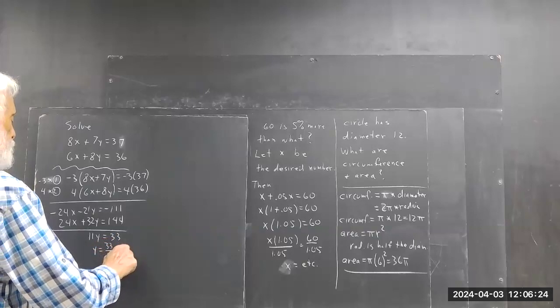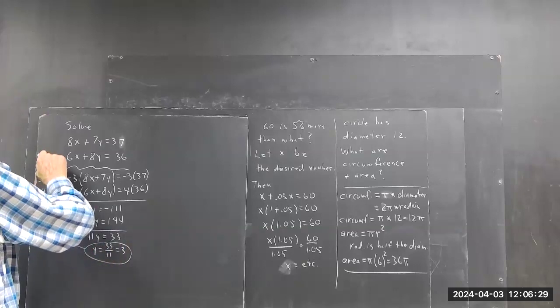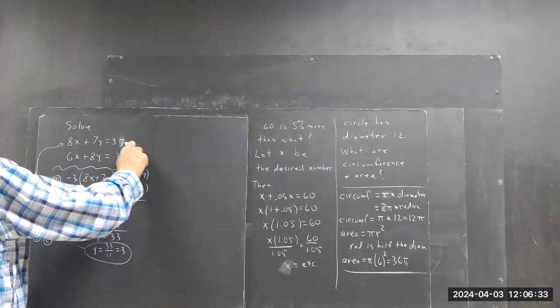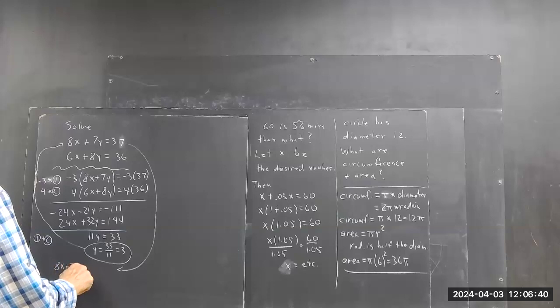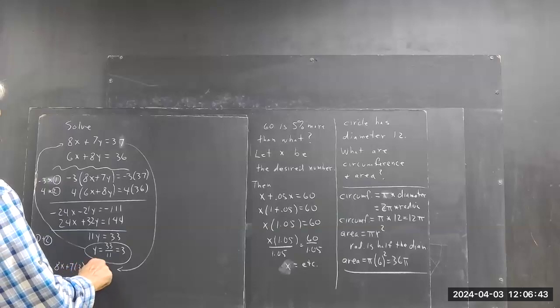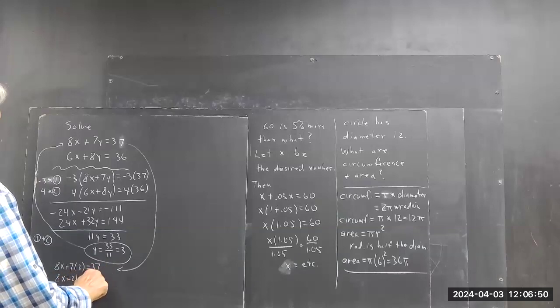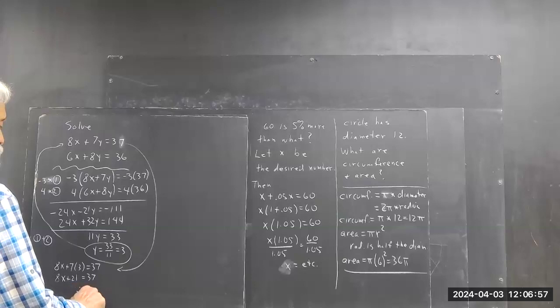Y is 33 over 11, which equals 3. I take that result and plug it into the first equation. And I get 8x plus 7 times 3 equals 37. So that's 8x plus 21 equals 37. Subtract 21 from both sides and so forth. You're going to get x equals 2.